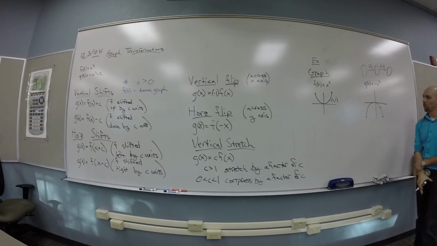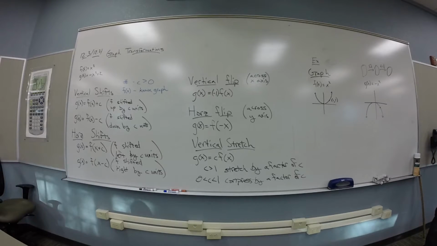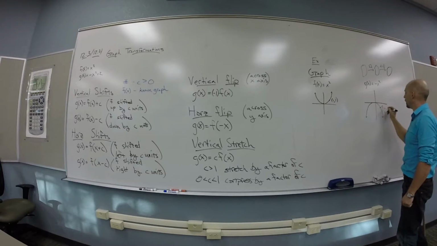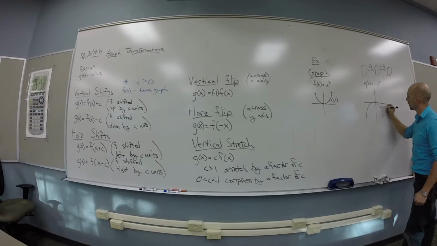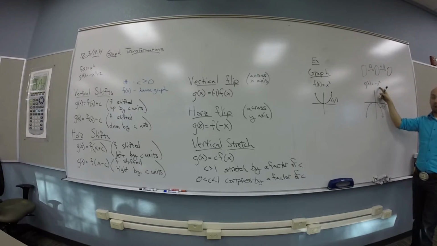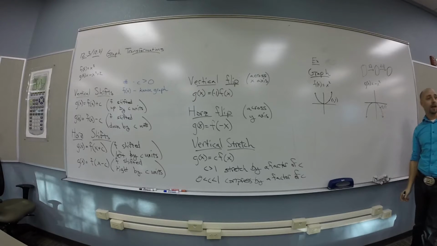How about my marked point? Where did 1, 1 go after I flipped it over? 1, negative 1. And then I can check and make sure that's on there, right? If I plug 1 in here, I do indeed get negative 1 out. You guys see that?